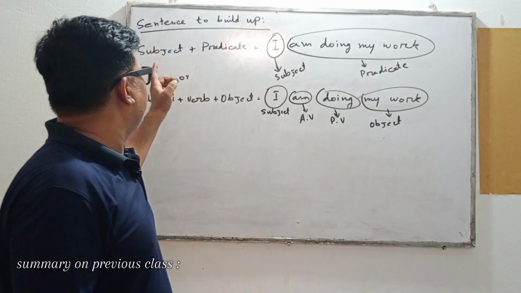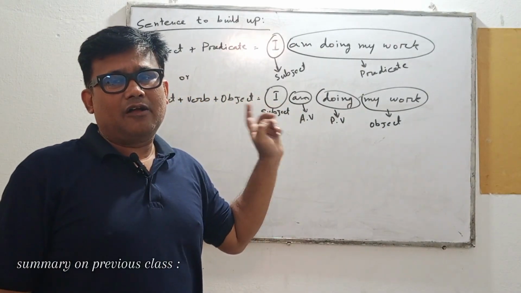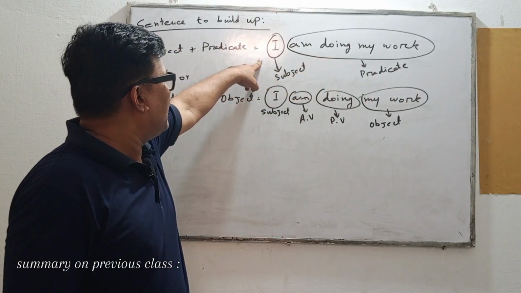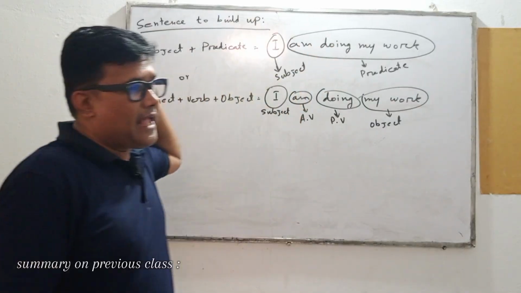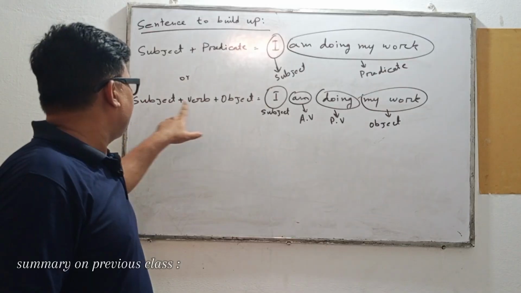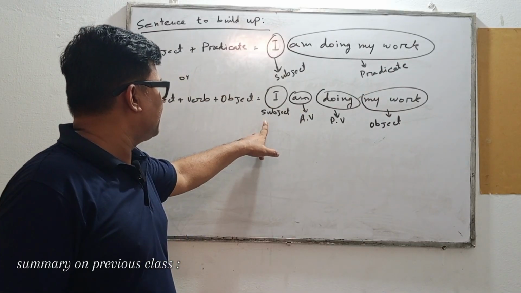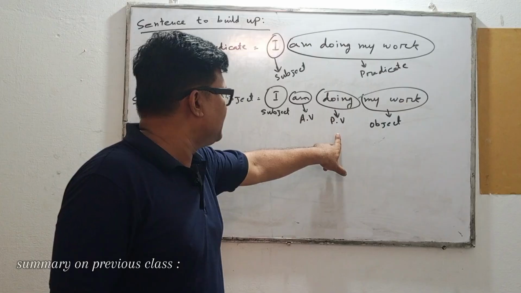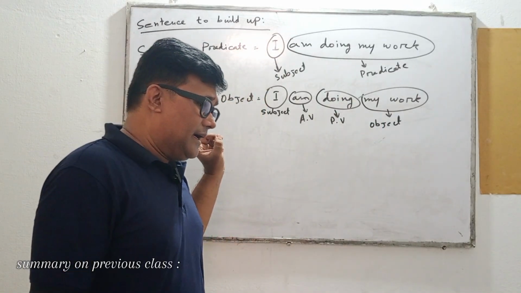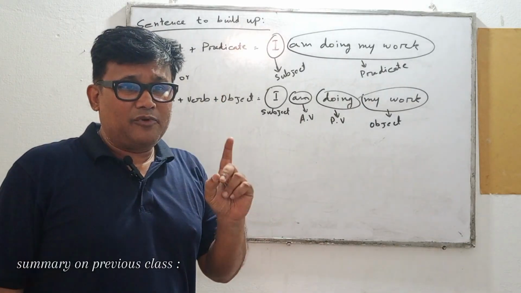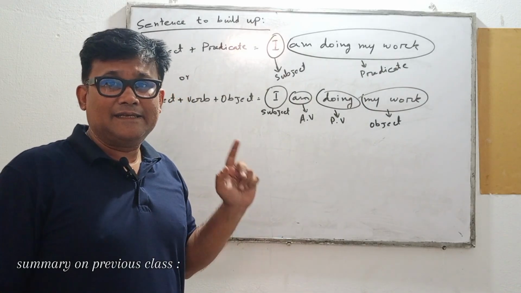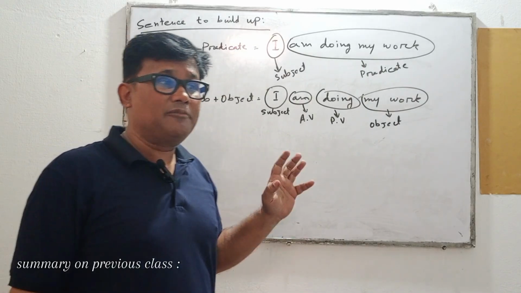So, viewers, you can see that we have a formula for making a sentence: subject plus predicate. I am doing my work, I is the subject, am doing my work is the predicate. And there is another formula. Following that formula, we can make sentences like subject, verb, object. I am doing my work: subject is I, am is auxiliary verb, doing is principal verb, my work is object. Now you can see that, like a scientific formula, the English language also has a scientific formula. So this is the algorithm of the English language. We have to grab this, okay?